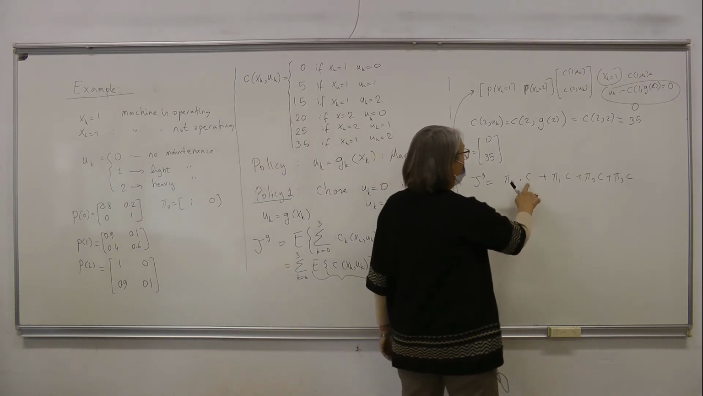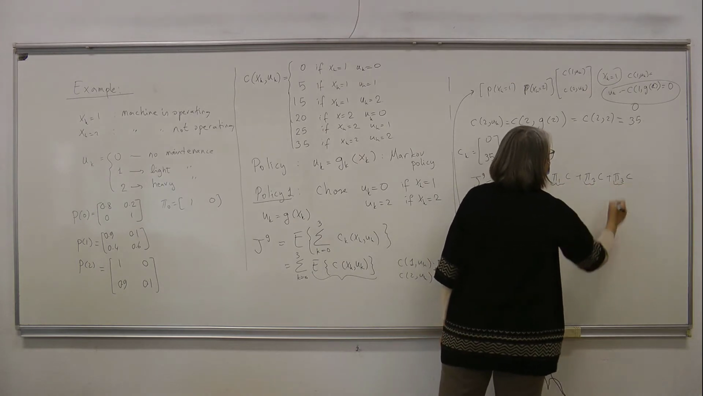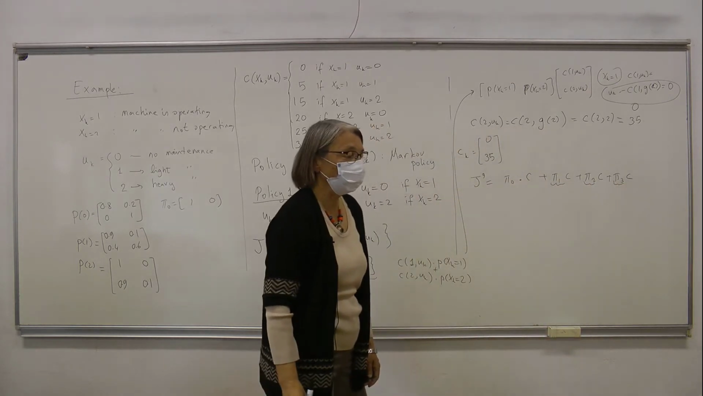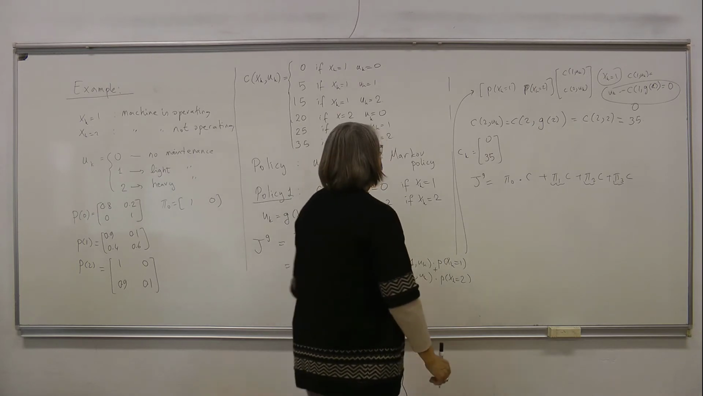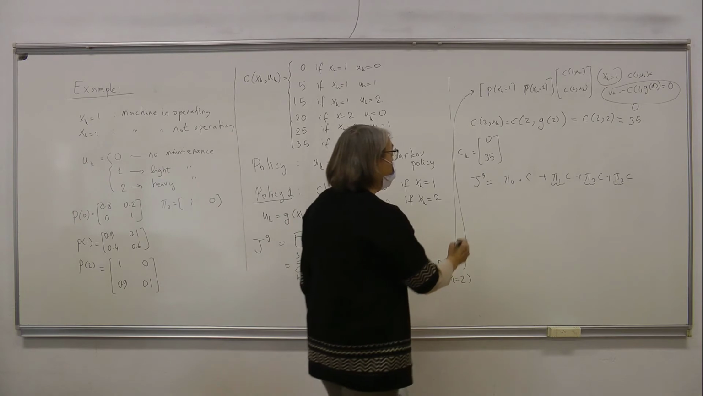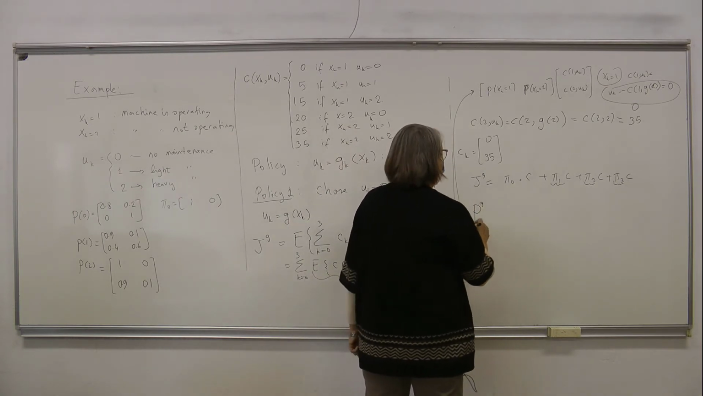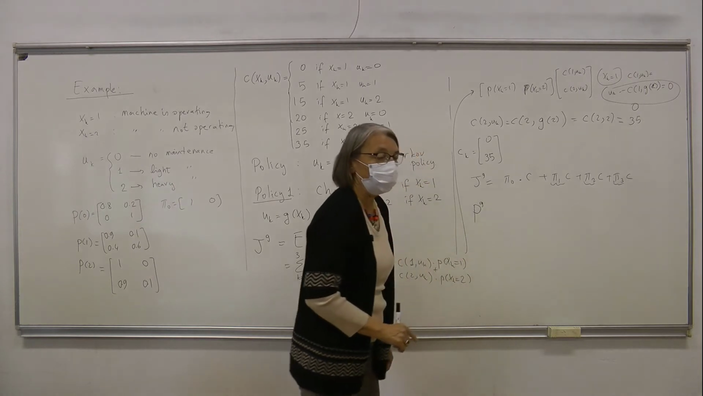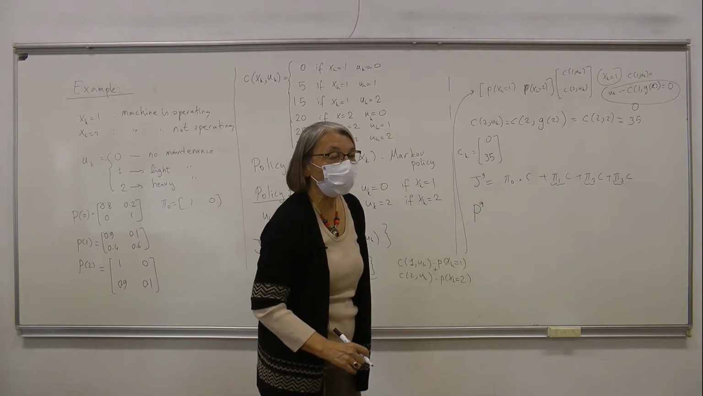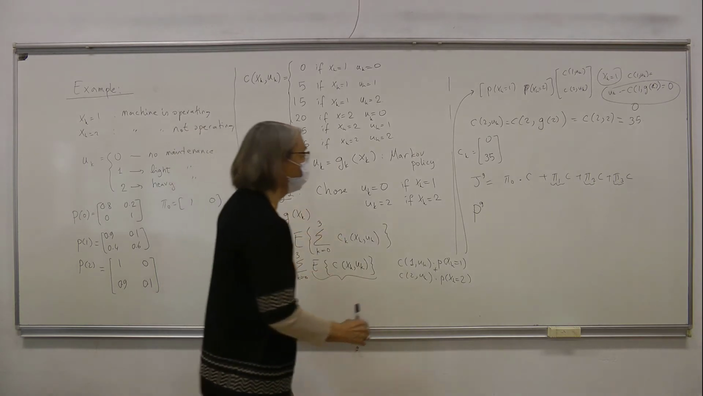And now we have computed c, but we don't know what pi 1 and pi 2 and pi 3 are. But they are quite easy to compute because now we know the transition probability matrix. And indeed, I will write here P super G matrix, which means that we are applying the policy that we have defined there to this matrix.